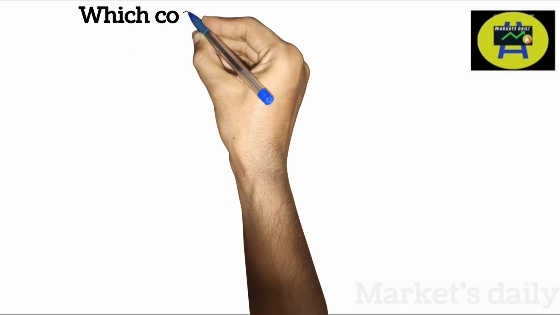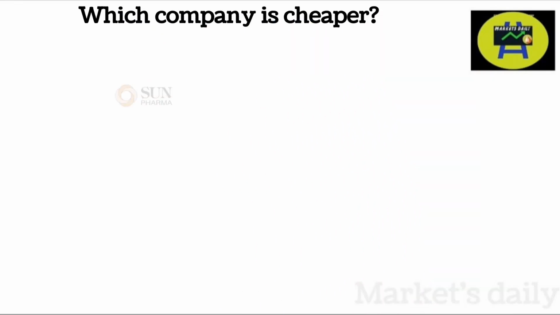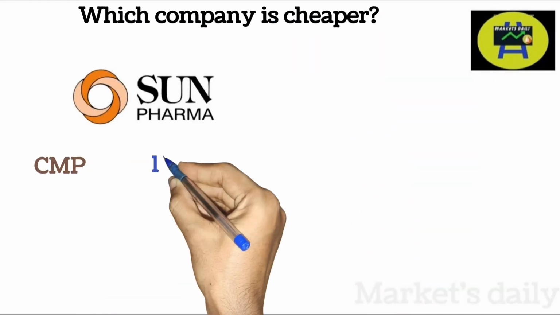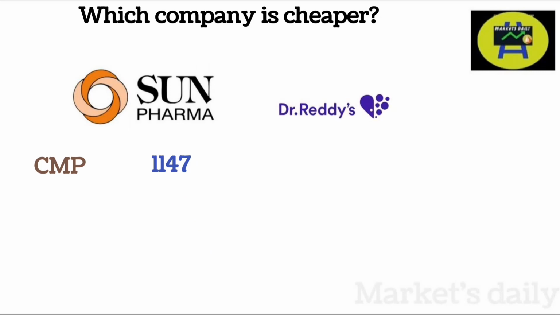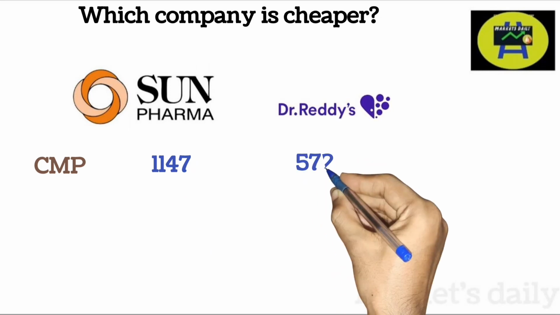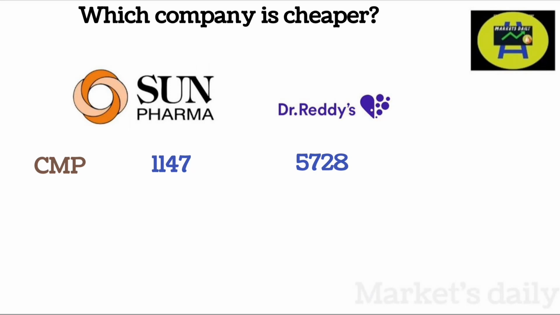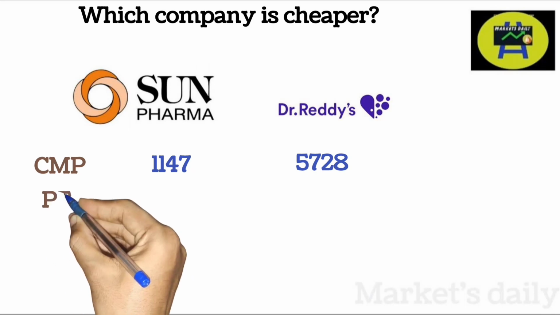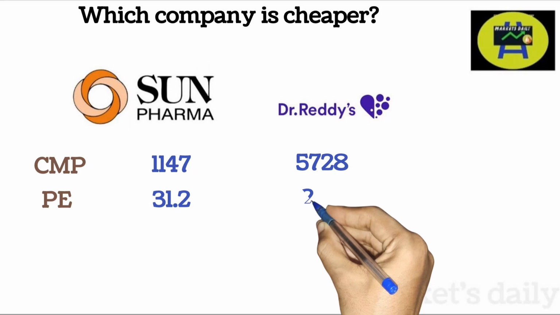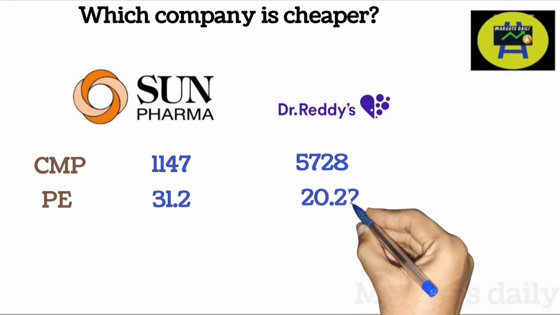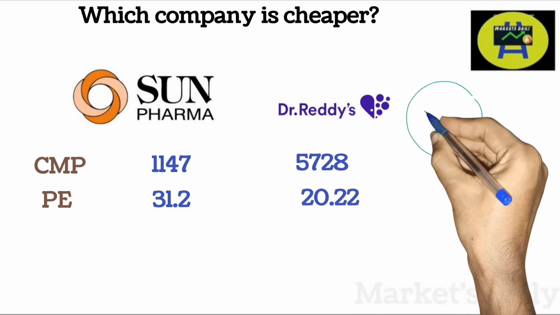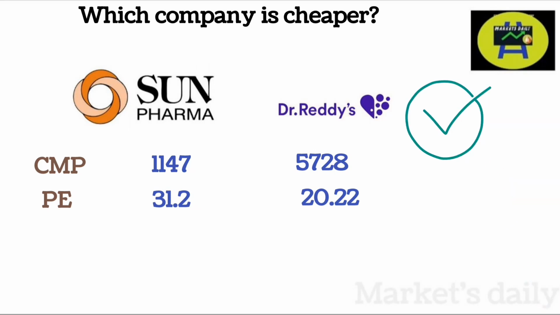Let us now try to answer this question. Which company is cheaper? Sun Pharma with a current market price of 1147 rupees or Dr. Reddy's laboratory with a current market price of 5728 rupees? If you look at the current market price alone and choose Sun Pharma, it is incorrect. You must check for the company's PE to find the cheapest stock. Here, Sun Pharma's PE is 31.2, whereas Dr. Reddy's laboratory's PE is 20.22. So it is very clear that Dr. Reddy's laboratory is cheaper compared to Sun Pharma.